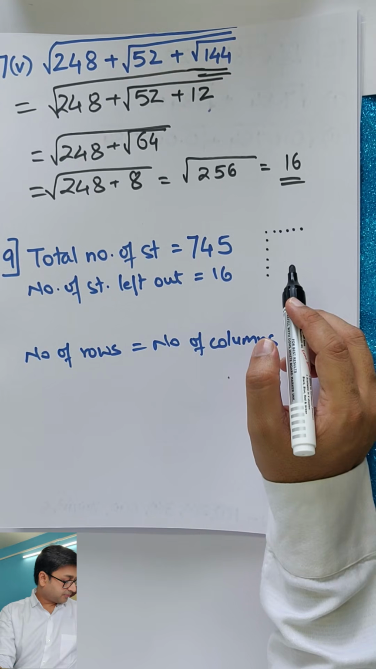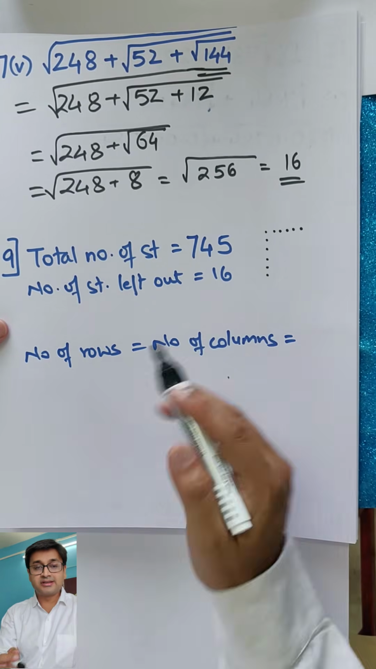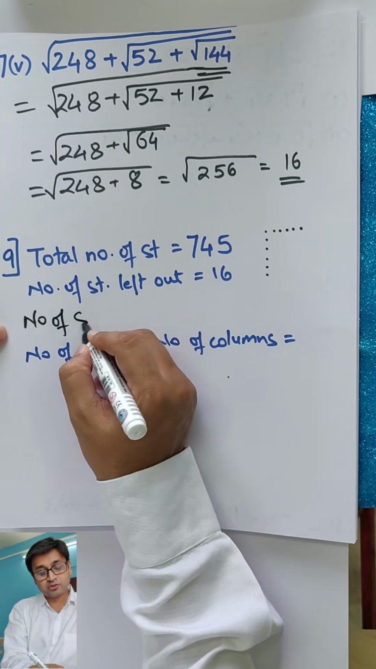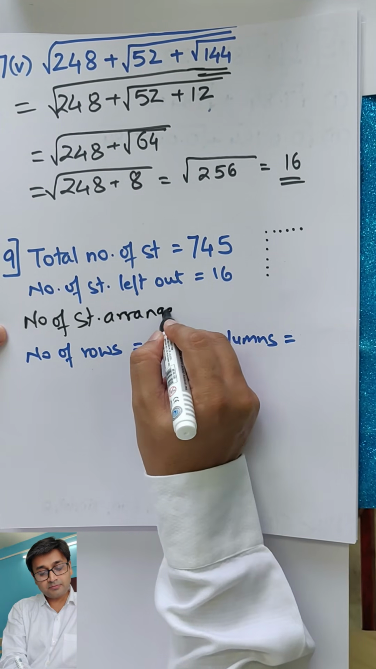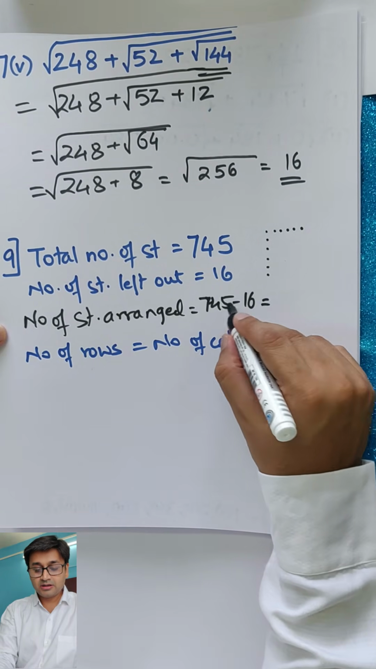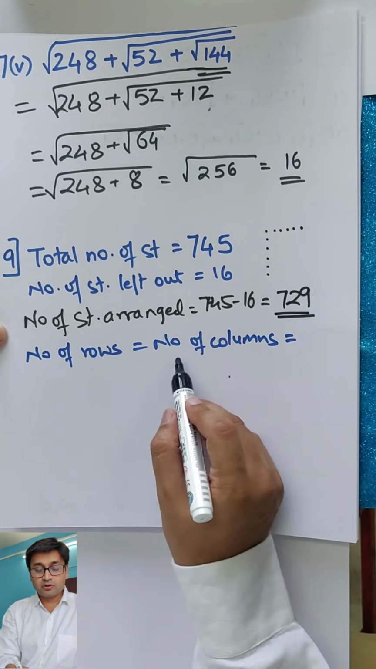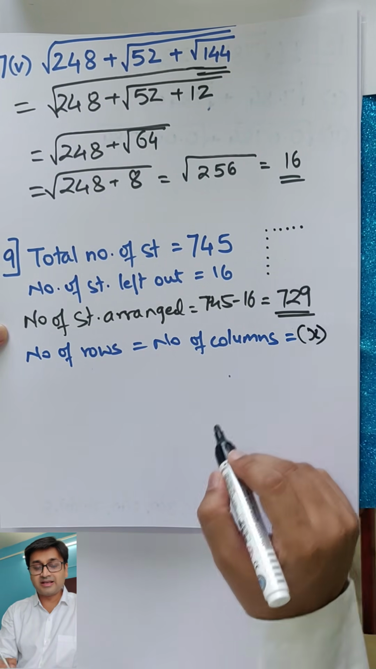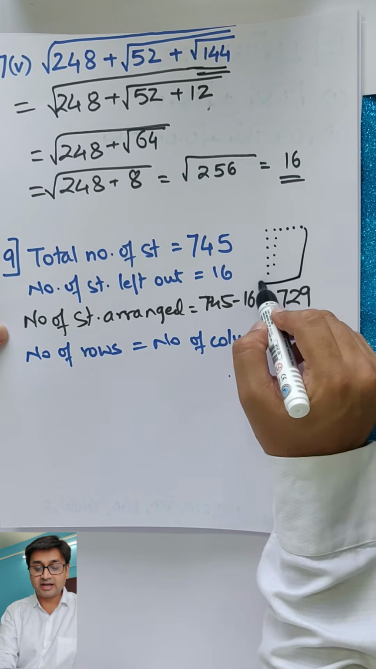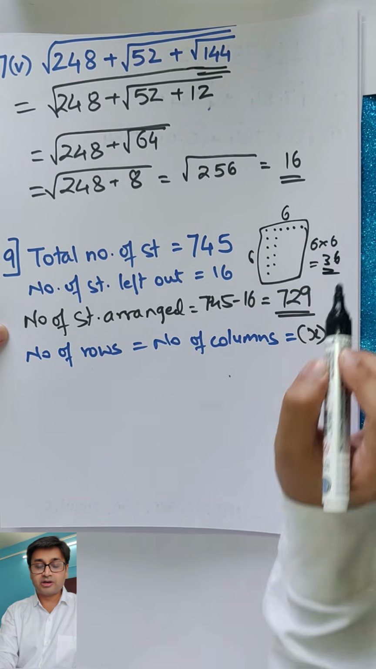Find the number of rows if 16 students were left out after the arrangement. So once they arranged, 16 students could not be arranged. So what are the number of students that were arranged? So number of students arranged is 745 minus 16. So how many would that be? 729 students were arranged. Number of rows equal to number of columns. Let's call both of them as X. Now if these are 6 dots and these are 6 dots, what will be the total number of dots in this entire box? Can you tell me? So 6 and 6. What do you do? You multiply and what do you get? 36.